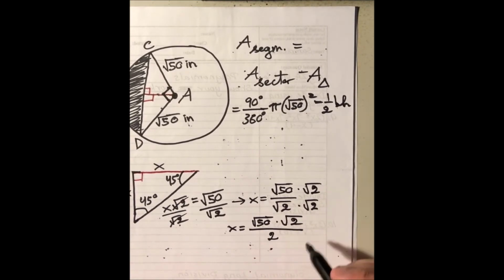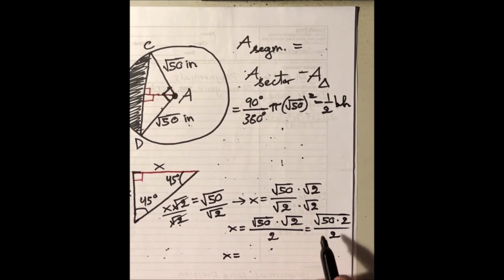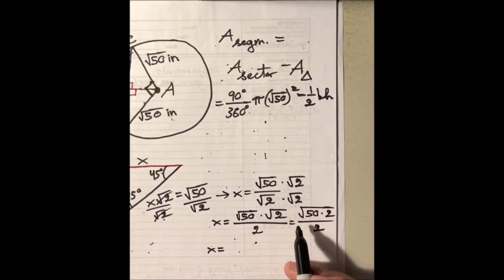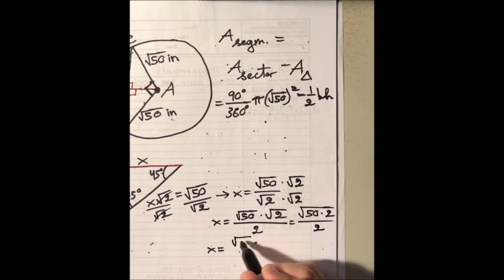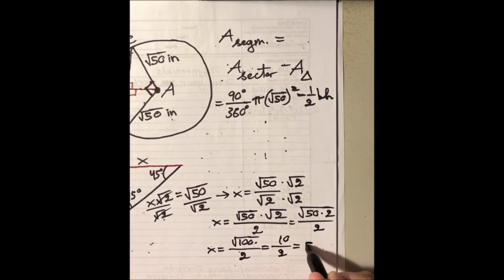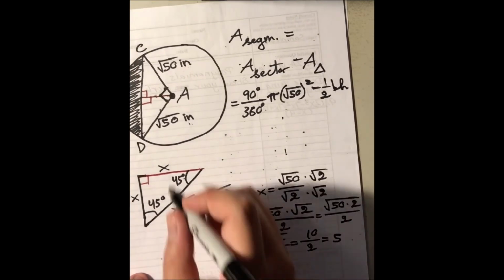So square root of 50 times square root of 2, we get to put it under one common root, which is square root of 50 times 2, divided by 2. Well, x is going to be equal to, let's see, square root of 50 times 2 is going to be square root of 100 divided by 2. We know square root of 100 is going to be 10. So we get 10 divided by 2, which is equal to 5. So x is equal to 5.